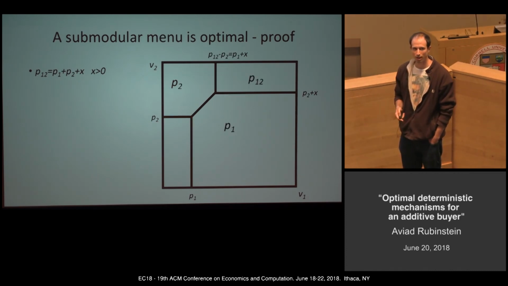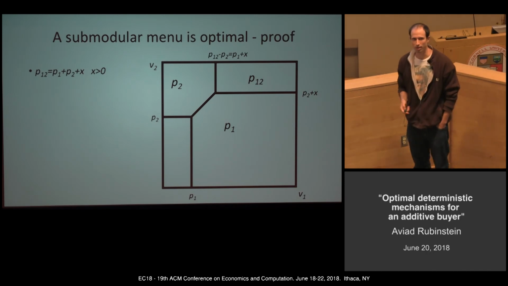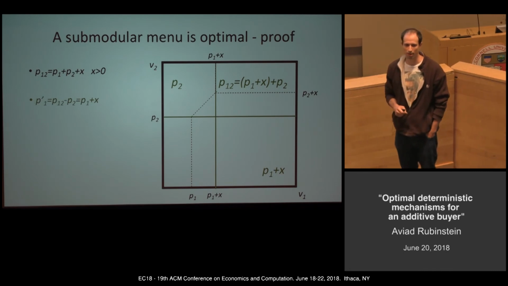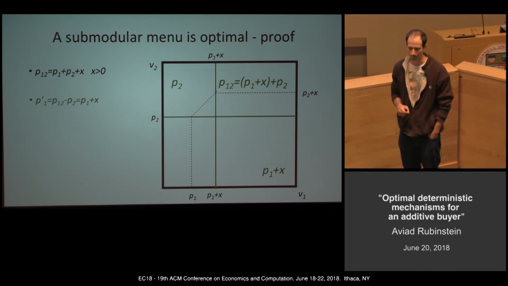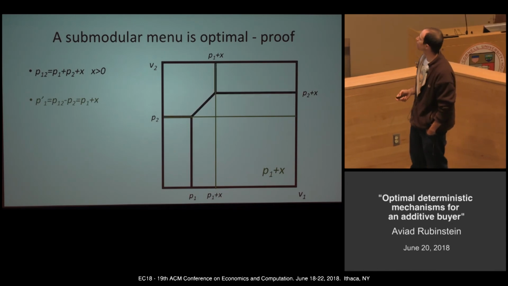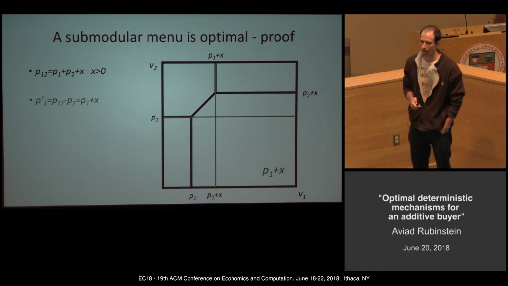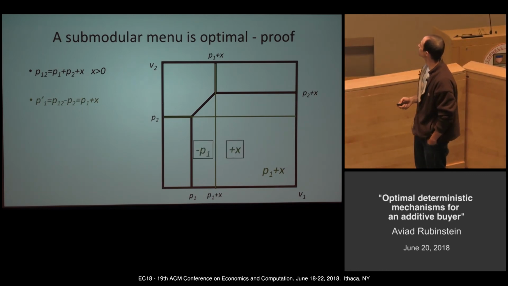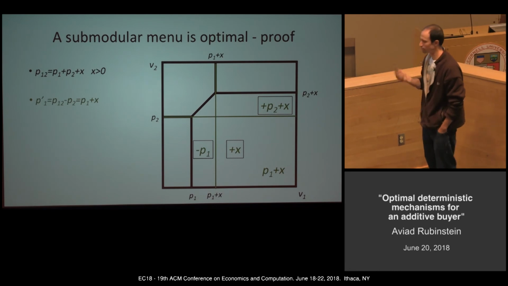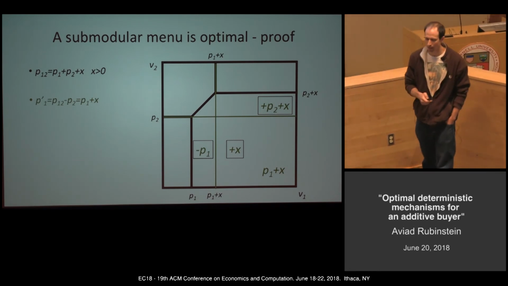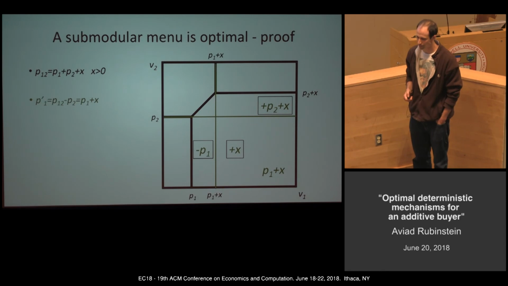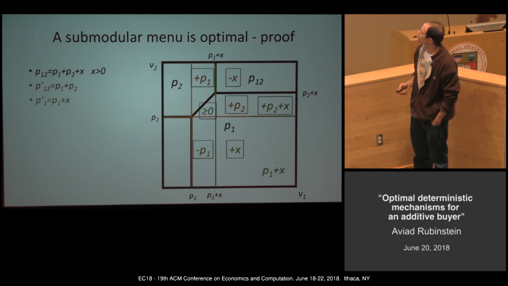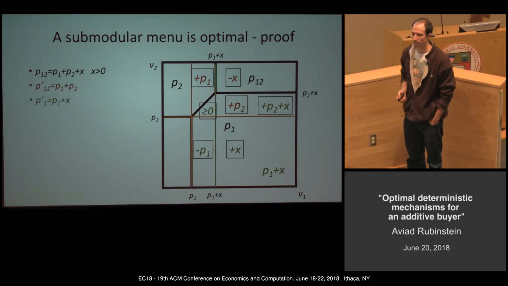Okay, and similarly, we can ask what happens on the second alternative menu, where we increase the price of the apple, the cheaper item. And we can look at the differences between the supermodular and the additive menu. And these are the numbers that we get. There's plus X, minus P1, whatever. And now let's add up everything. So it's this pretty picture.